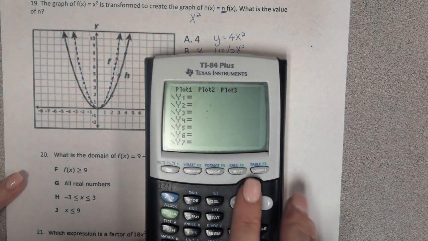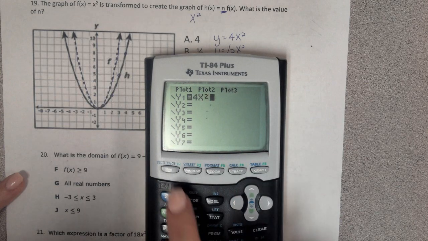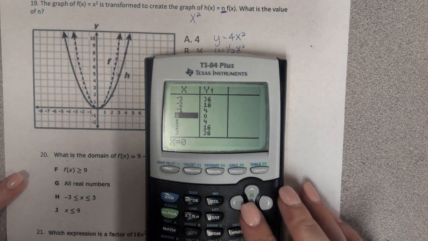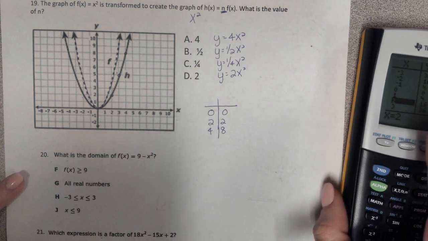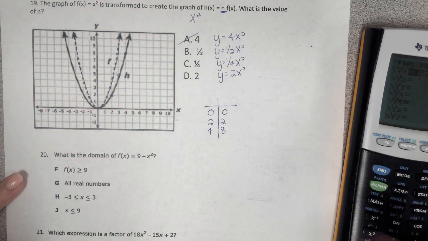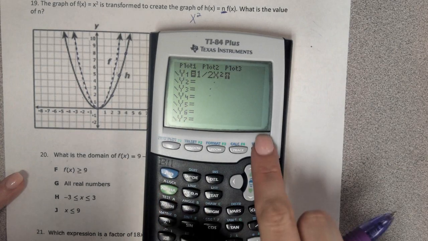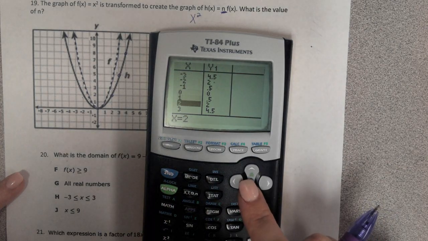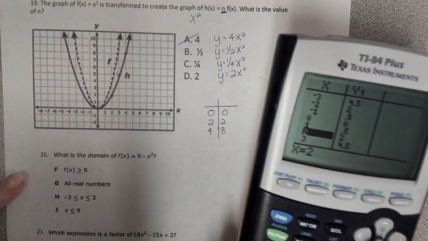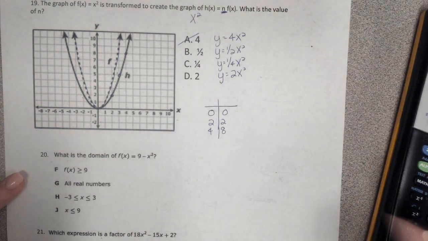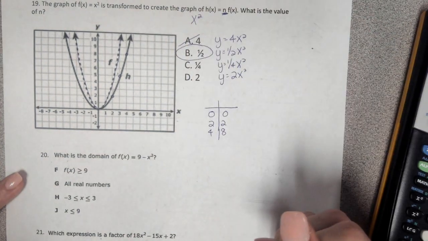So let's just use our equations. We got 4x squared: 0, 0, 2, 16, nope. Let's try the next one. 1/2 x squared: 0, 0, 2, 2, ooh, looking good. 4, 8, yes, that is your answer.